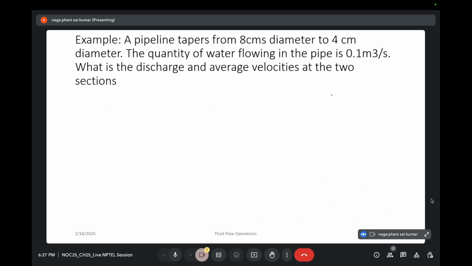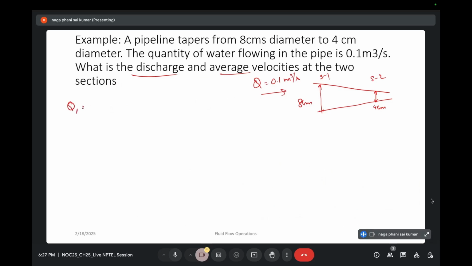Okay, so we have a pipeline something like this. Initially it was having a diameter of 8 centimeters and it was tapering to a final diameter of around 4 centimeters. So this is section 1 and this is section 2. We were also given the flow rate of water, that is 0.1 meter cube per second. We are asked to calculate discharge and average velocities at the two sections. So how are we going to do it? First let's write down all the terms that we are given.